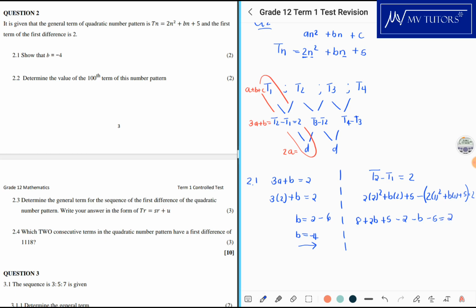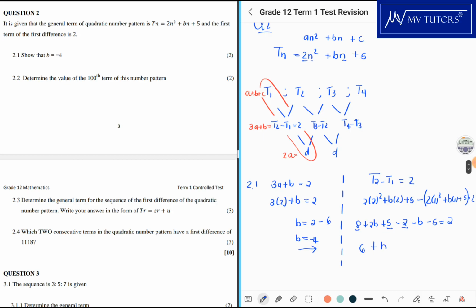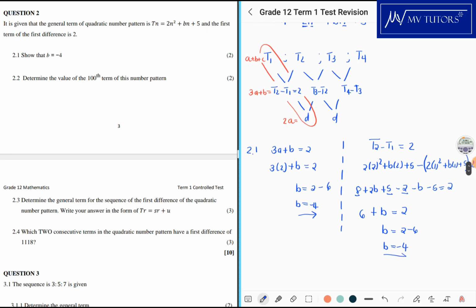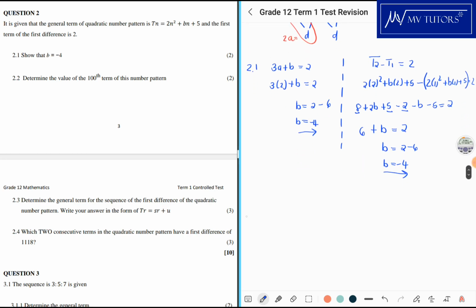So let us just simplify. So I have 8 plus 5, that is 13, minus 2, that is 11, minus 5, I get 6. And then you have 2b minus b, that's basically b, and that's equal to 2. Now I have 2 minus 6, so b is minus 4. All right, 2 ways to do it, and you get to the same answer, and it's 2 marks. So you'll decide which one is easier, quicker. You don't want to waste time.